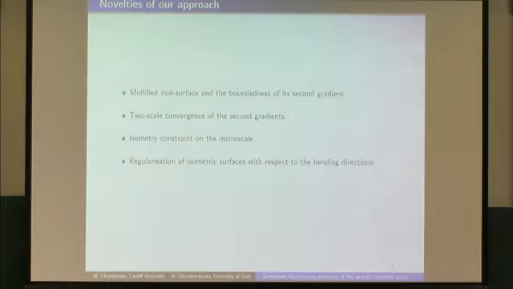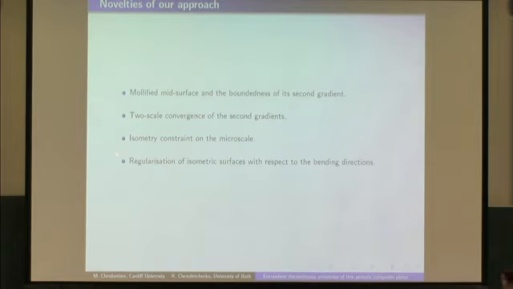Then we prove the two-scale convergence of the second gradients. It more or less follows the standard lines of standard proofs of two-scale convergence for the first gradient, but still it's a new thing. We get an isometric constraint on the microscale for this supercritical regime, which is a very interesting feature, and which is why my talk is named everywhere discontinuous anisotropy. This isometric constraint on the microscale gives you discontinuous anisotropy.